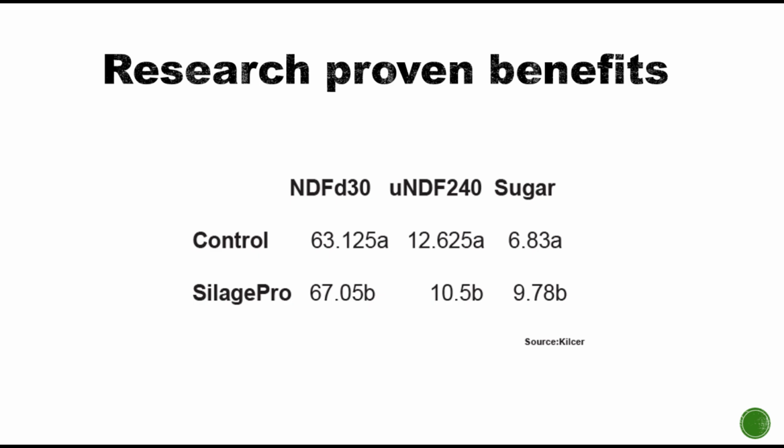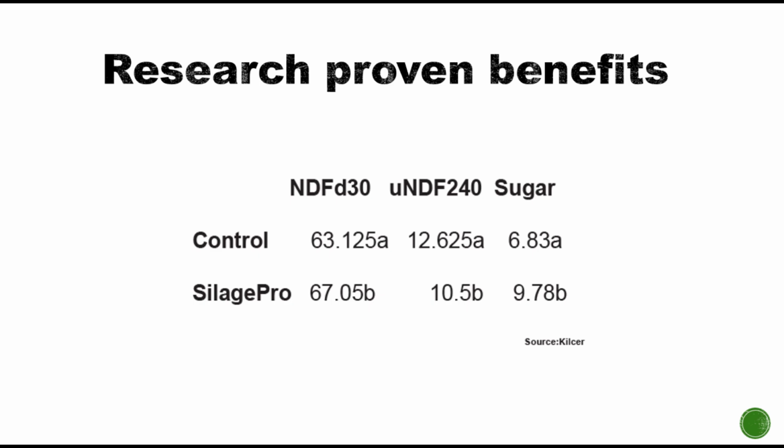It is interesting that this was done with BMR sorghum, which is already very digestible. The sugar content of the silage was also higher for the Silage Pro treated forage, 9.78 B versus 6.83 A. This means that the sugar then is available to the rumen microbes for growth and VFA production.